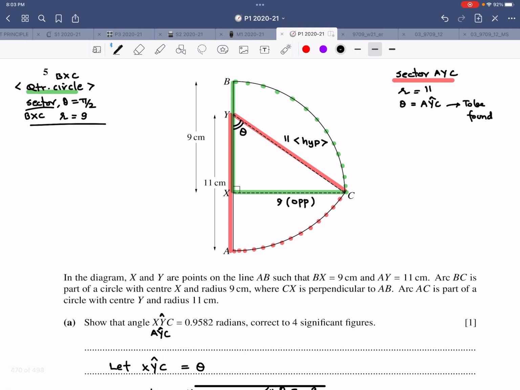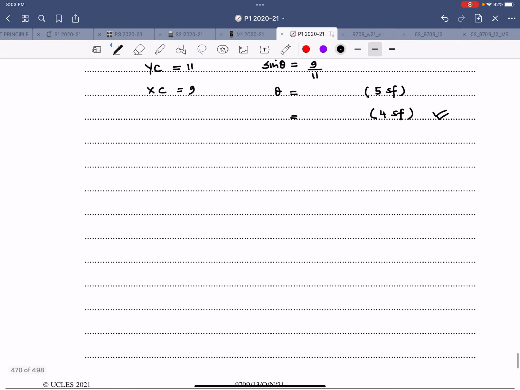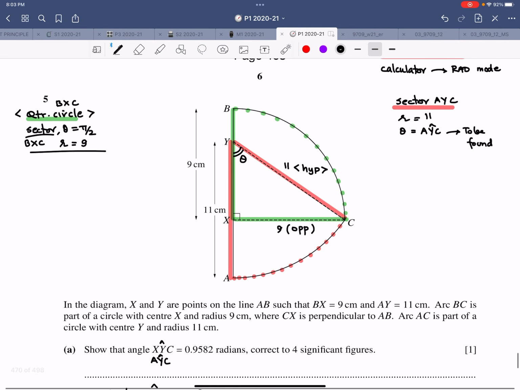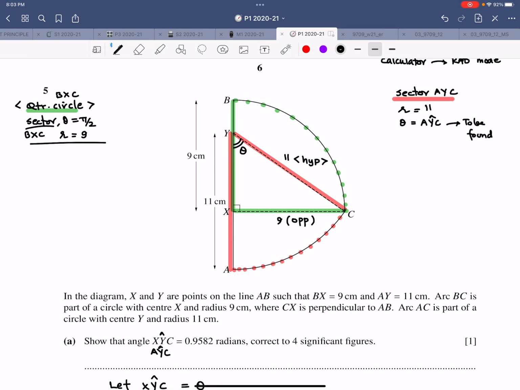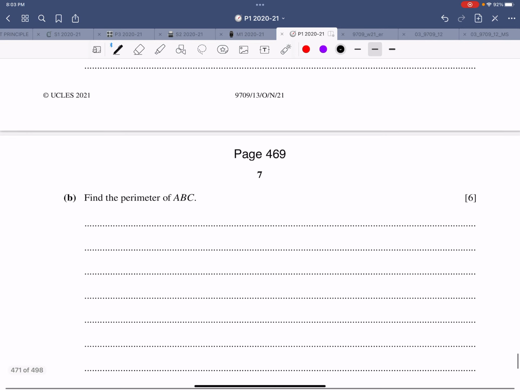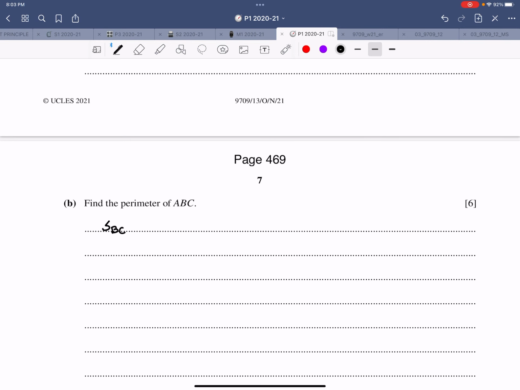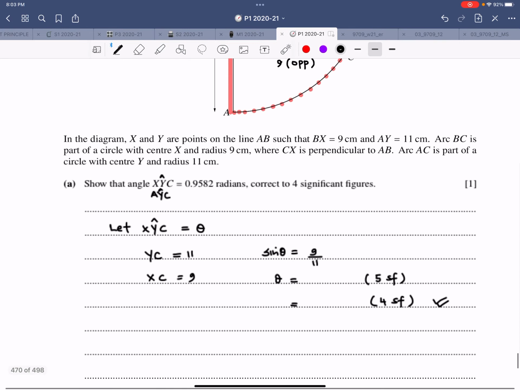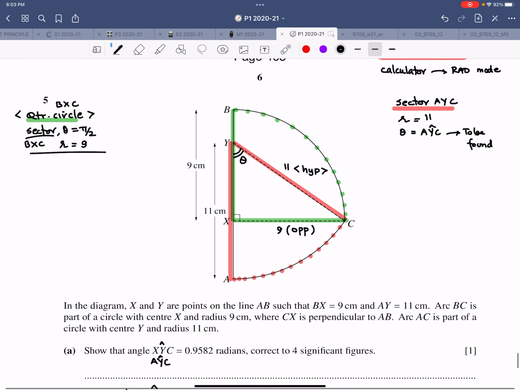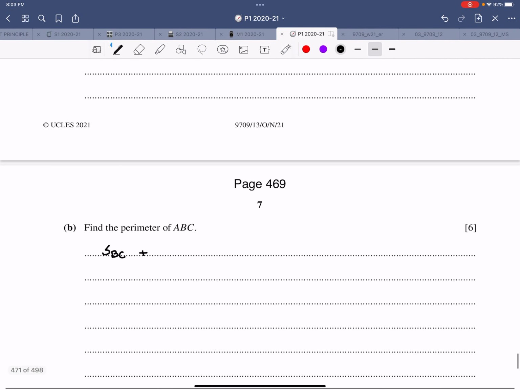Now what else does it say? Now it says find the perimeter of ABC. Now the perimeter of ABC is basically arc length BC. So this is arc length BC. That is what I'm looking for. What else do I need? I need the arc length AC. So this is the green one that I'm interested in. Arc length BC is the, I think I mixed it up.